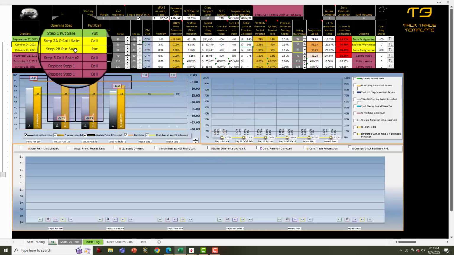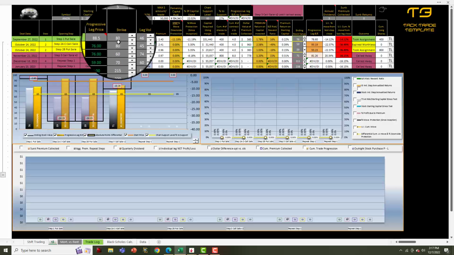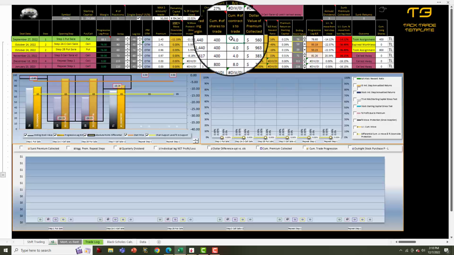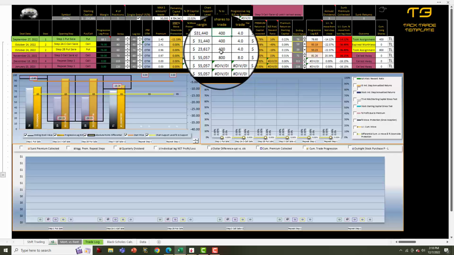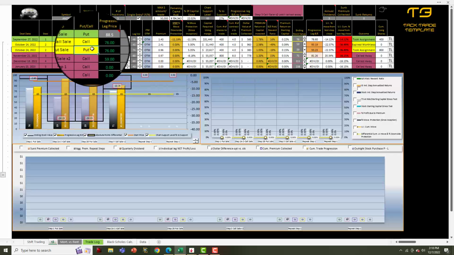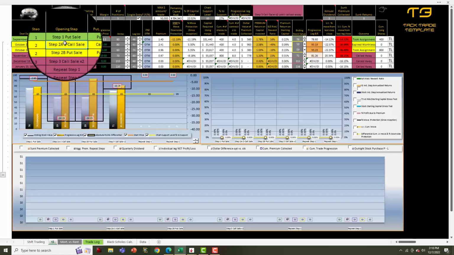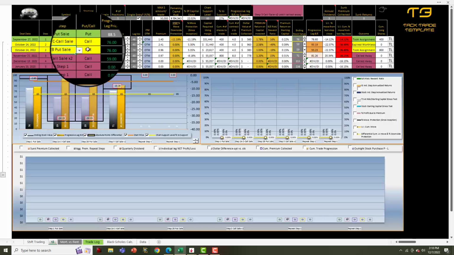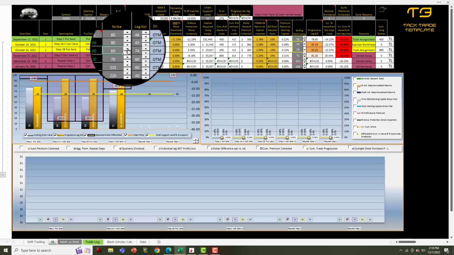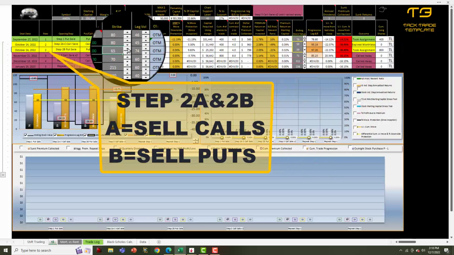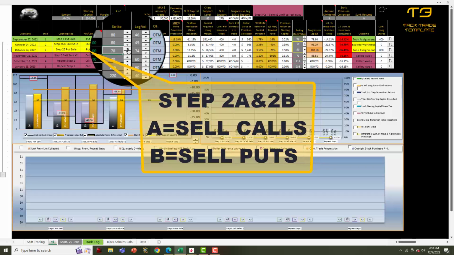And at the same time, you're going to repeat step 1. You're going to be willing to acquire another 400 shares of Amazon, so you sell put contracts again. Step 2 is the only step within the T3 strategy that has a step 2A and a step 2B. So here, if it's down around 76, we're going to sell the $70 strike.